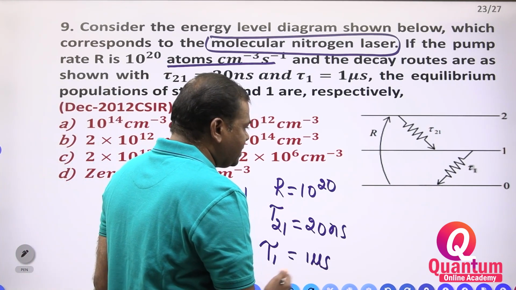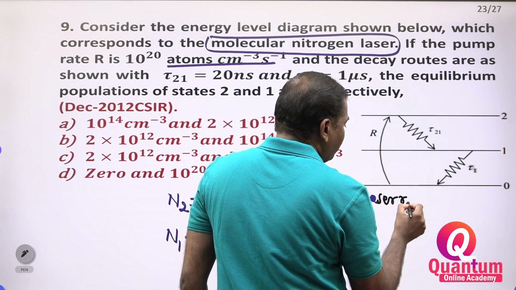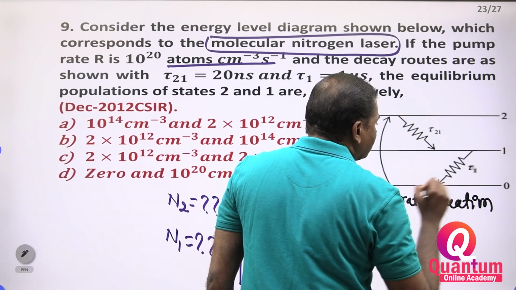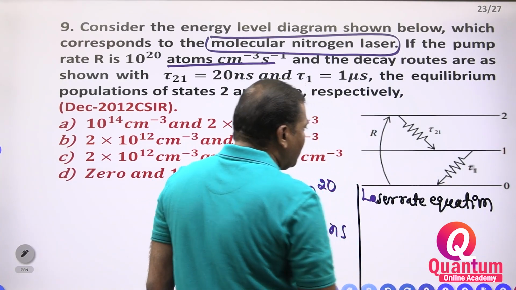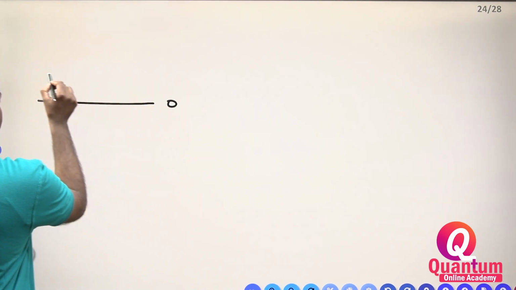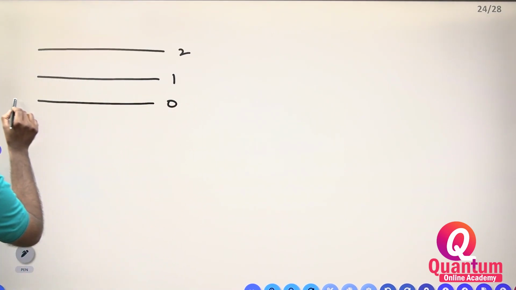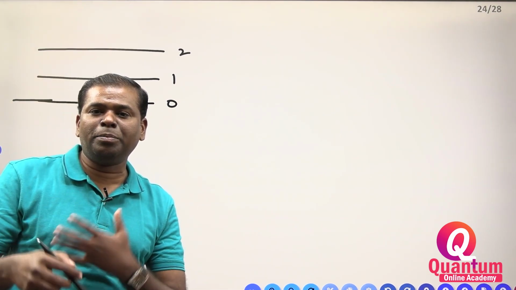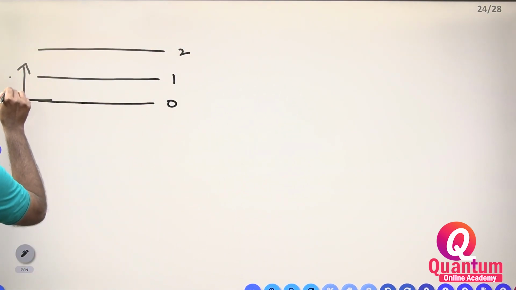First you have to write the laser rate equations. How do we write the laser rate equation? Once you have to see. There are 3 levels here. This is the 0 energy level, this is the 1 energy level, and this is the 2 energy level. Suppose you give optical pumping, electrical pumping, ionic pumping, any pump. That pumping rate is equal to R.